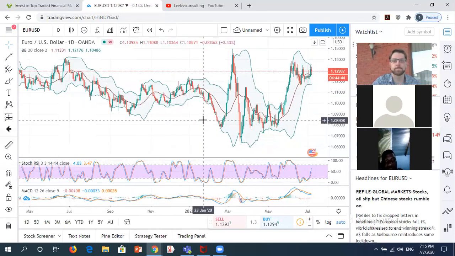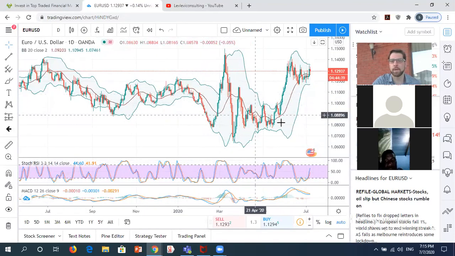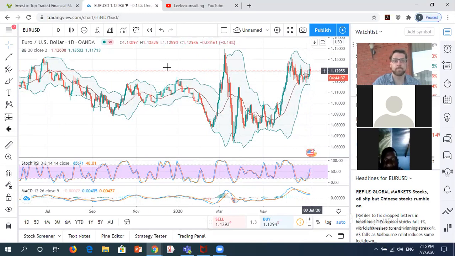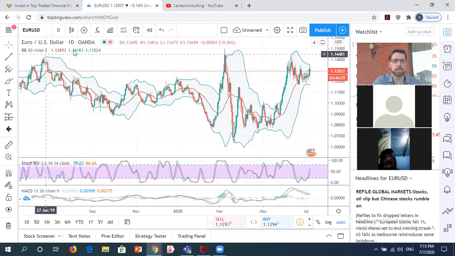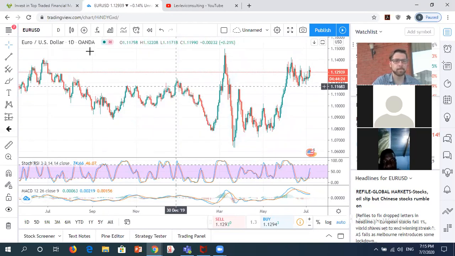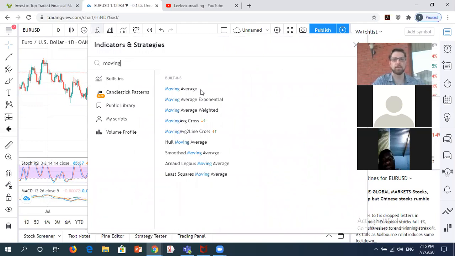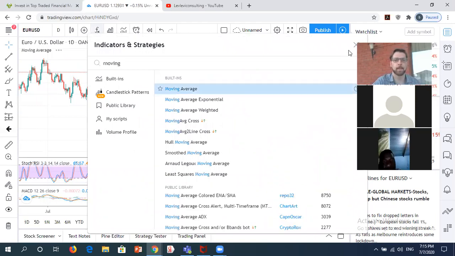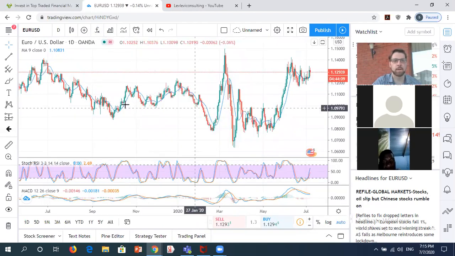What is moving average? You see this brown line following the trend. This is the moving average. This moving average is together with Bollinger Band, but if we delete Bollinger Band, now we have a clear chart, right? Let's add only moving average on this chart. And the moving average is added. You see this green line following the trend.